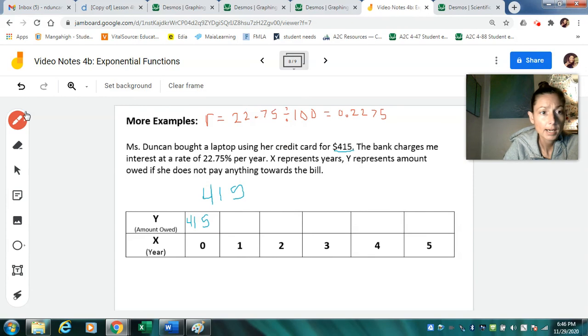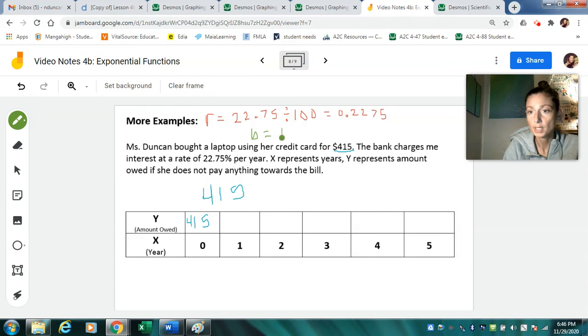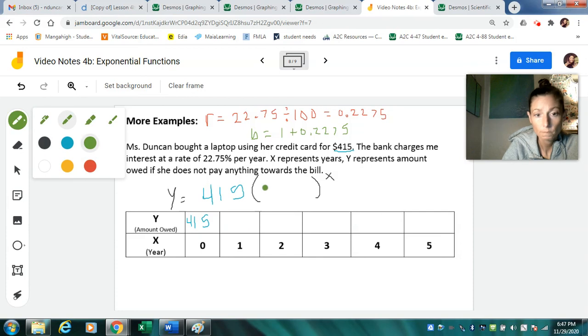And so for my base value, my multiplier, it's going to be 1, so 100% of the bill I owe, plus, because I'm increasing the amount I owe, by 22.75%. And so my multiplier here in the equation is 1.2275. Just add those together.